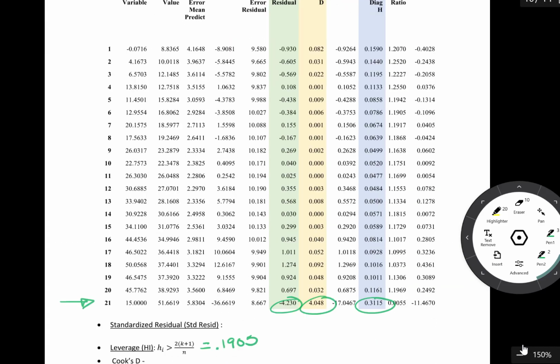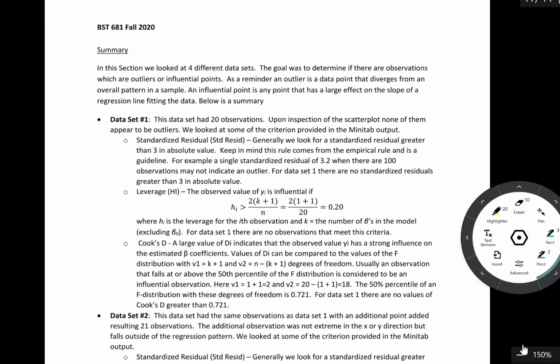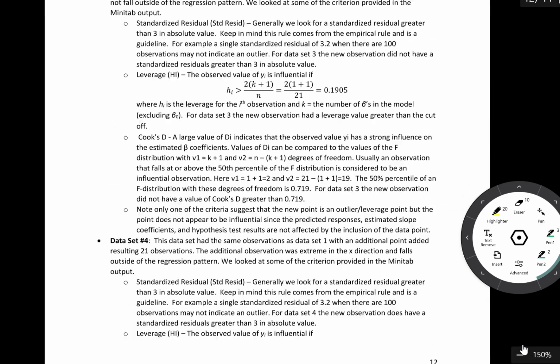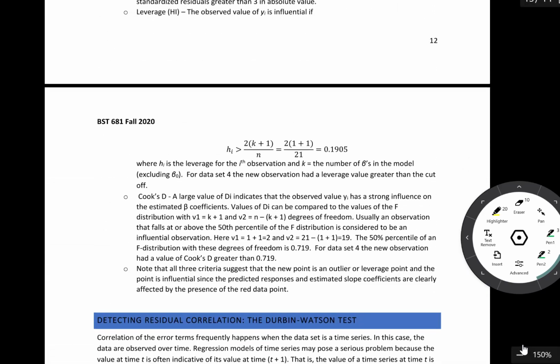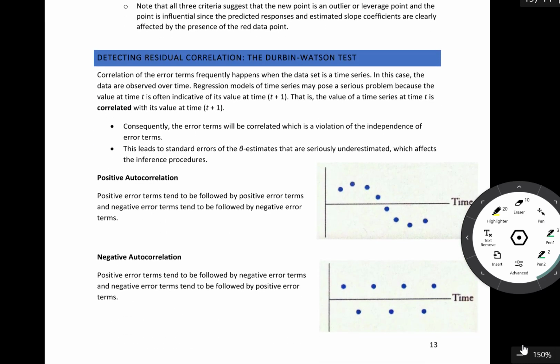Alright, so the next 2 pages I'm going to have you read on your own. These are a summary of all the things that we just talked about. So you've got all those summarized right there for you. The last thing we're going to look at in this note set is what is called detecting residual correlation. It's called the Durbin-Watson test.